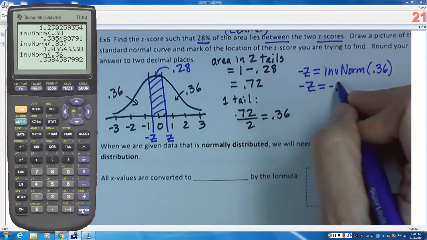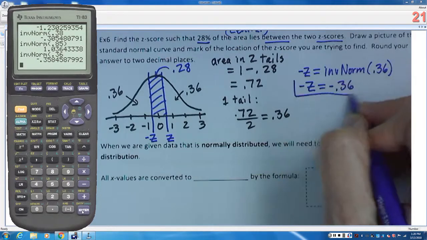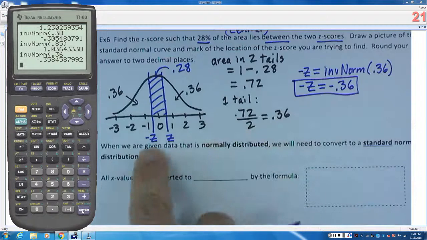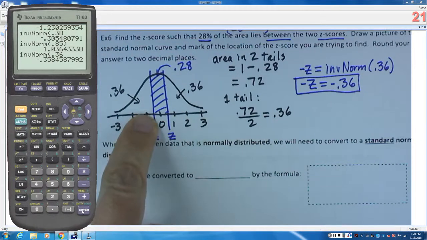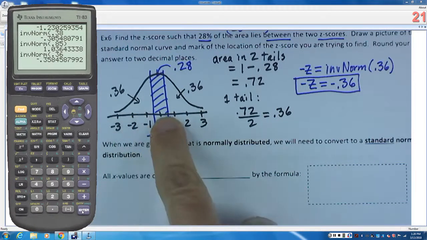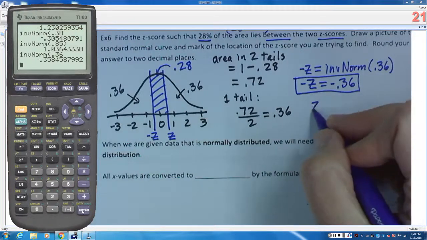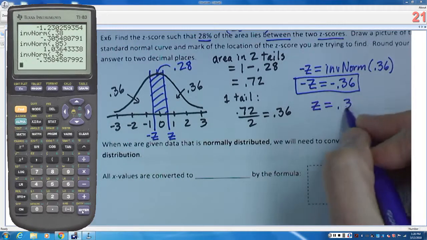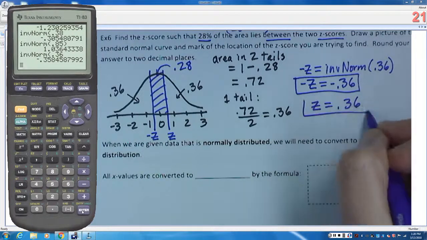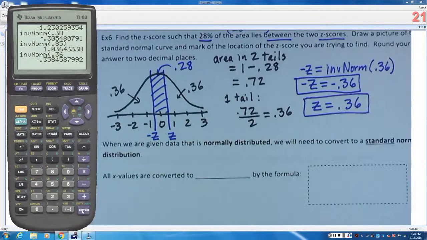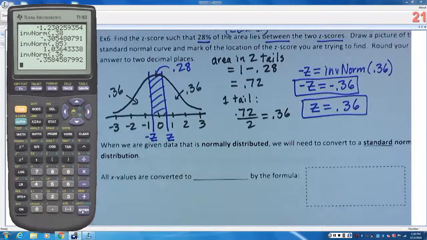Negative 0.36. That's not an area. That's the z number right there. It's negative 0.36 here. Well, what's this number going to be then? Z will be 0.36. It's going to be the absolute value of that. It's symmetrical. Z is negative on the left and positive on the right.